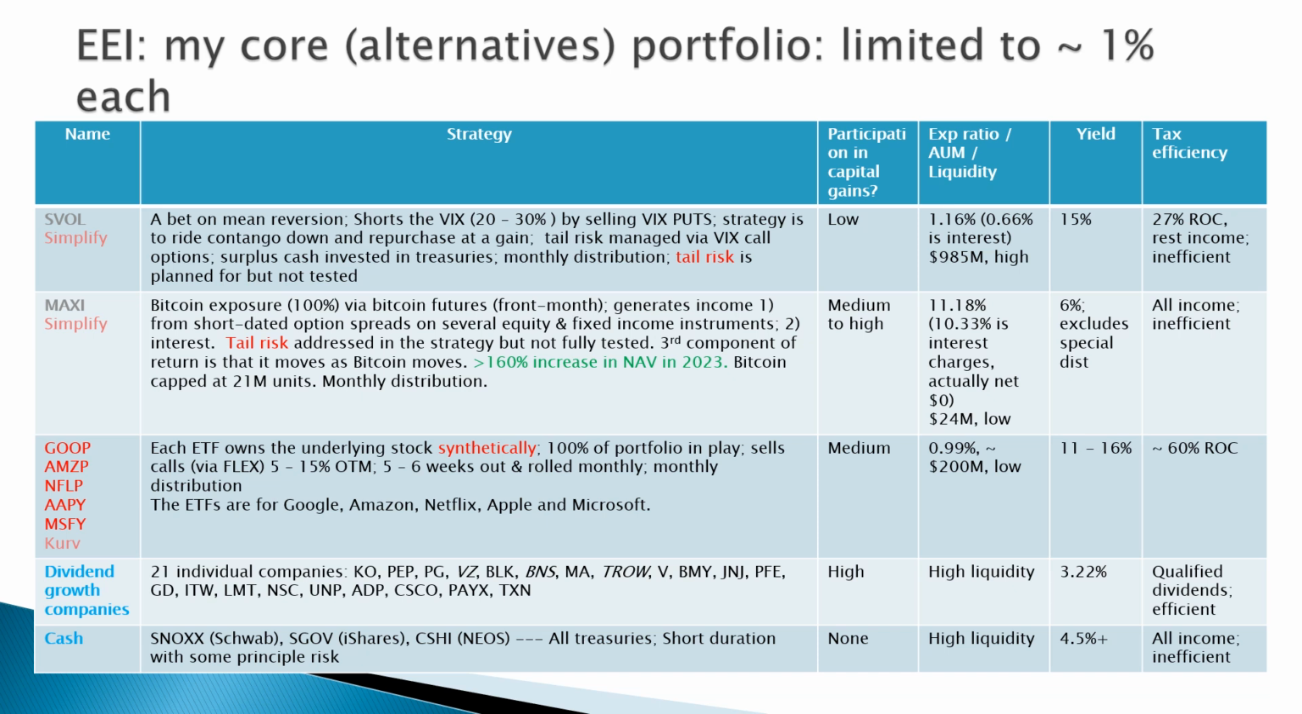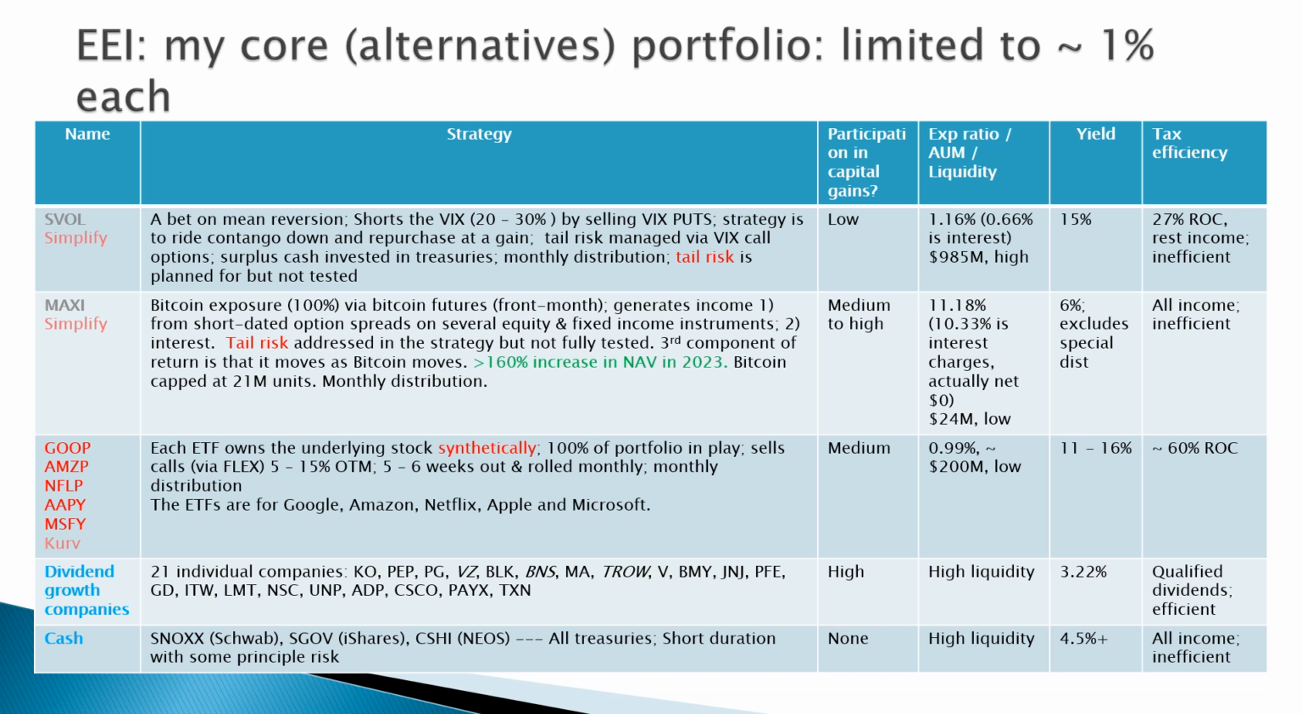And then lastly, Bitcoin is capped. It'll not exceed 21 million units. So there'll be an artificial scarcity forever and forever. So what these guys do is they own Bitcoin via a front month Bitcoin future on the CME, and they generate income because the bulk of their assets are in cash. They generate income from two things: from interest, that's number two, and number one, from short dated option spreads.